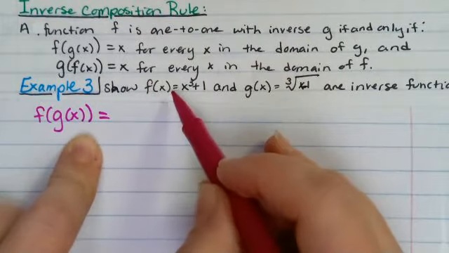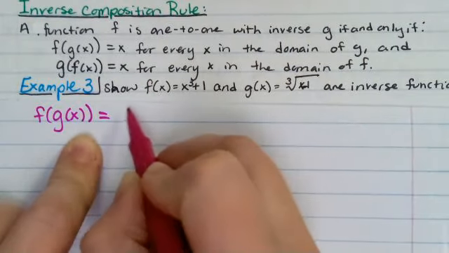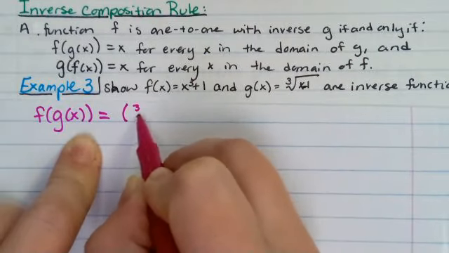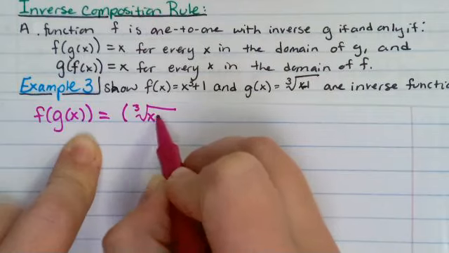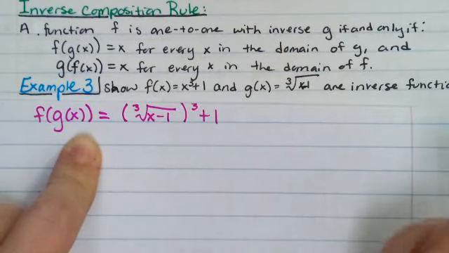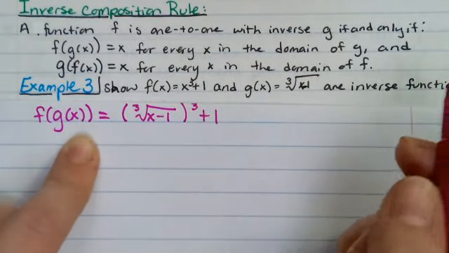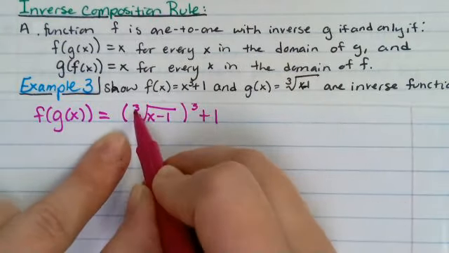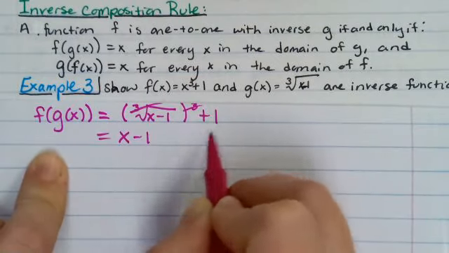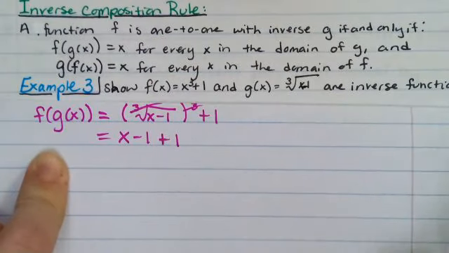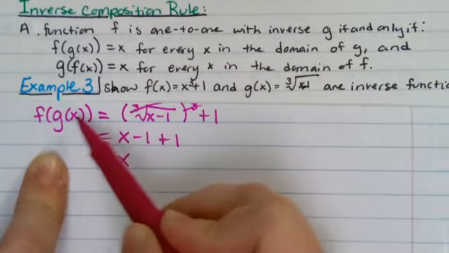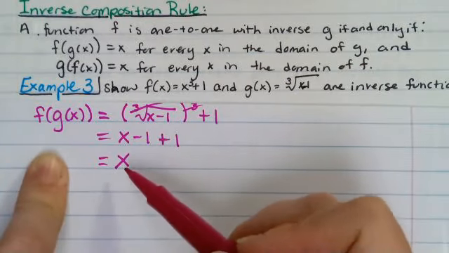So I'm going to plug g into the f function. That means everywhere there's an x here, I'm going to replace it with the g function, the cube root of x minus 1. That's going to be cubed and then plus 1. Well, when you cube a cube root, they cancel out. So really, this is just x minus 1, but then we still have this plus 1. Negative 1 plus 1 cancels and makes just an x. So f of g of x equaled x.